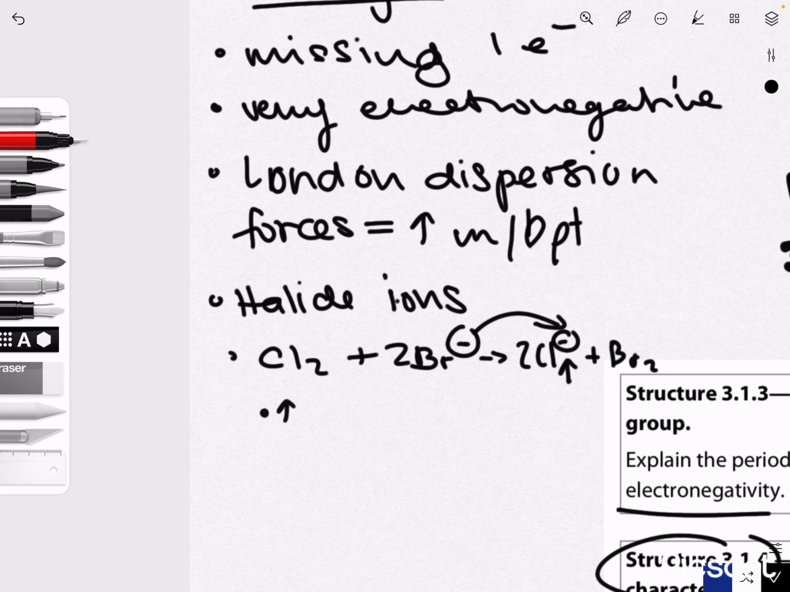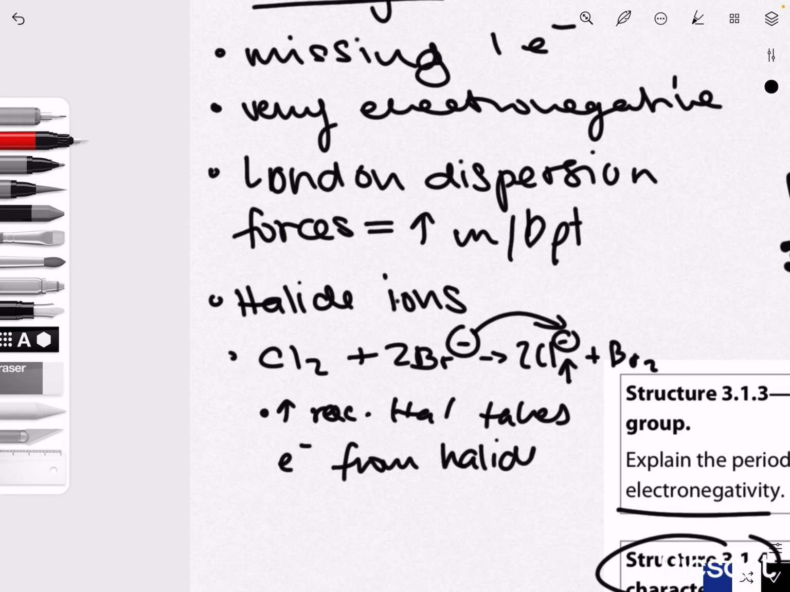So your more reactive halogen takes from the halide, which then in turn actually makes itself a halide. How fun is that?